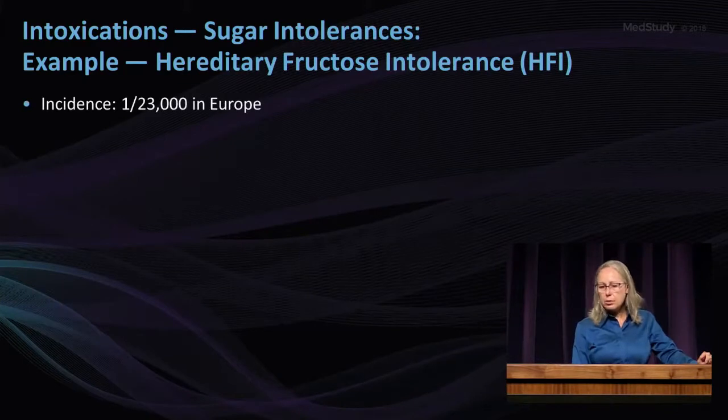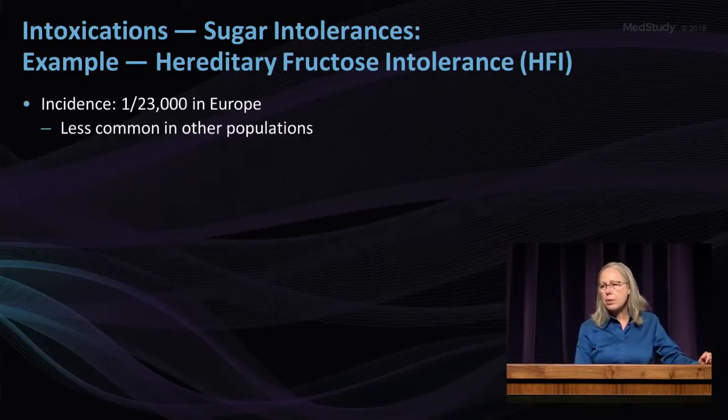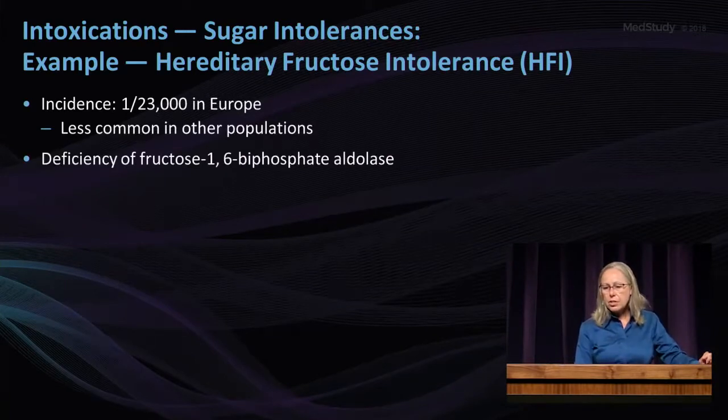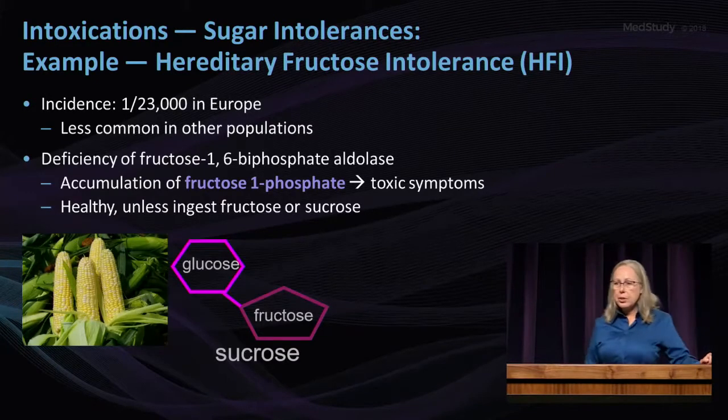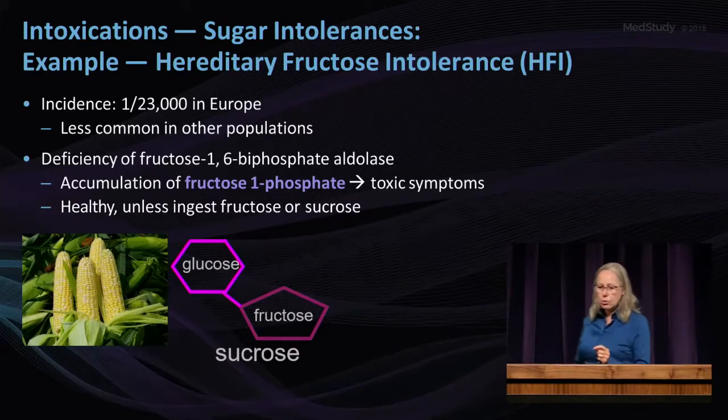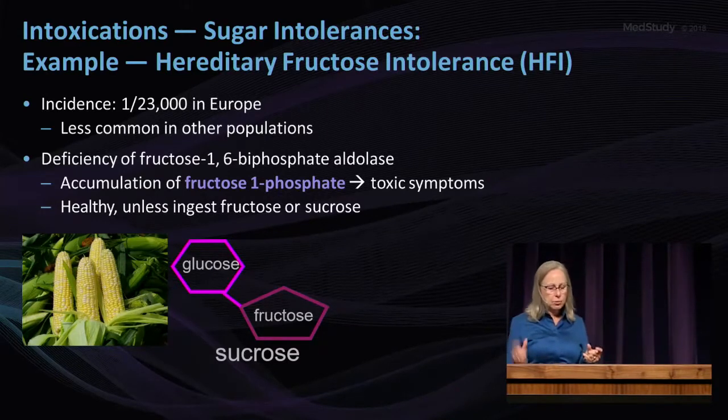Hereditary fructose intolerance is about 1 in 23,000 in the European population, less common in others. It's a deficiency of fructose 1,6-biphosphate aldolase, and you accumulate fructose 1-phosphate, which gives you the toxic symptoms. You are healthy unless you ingest fructose or sucrose. So remember, sucrose is a disaccharide made of glucose and fructose.